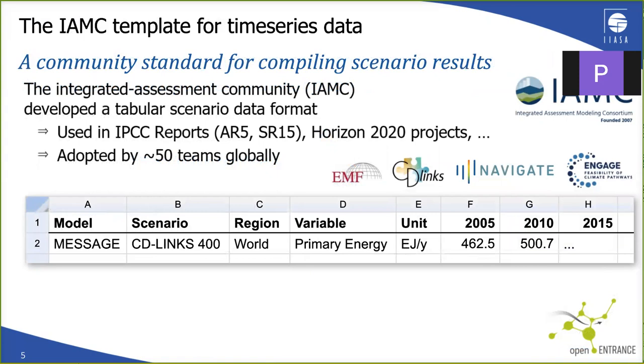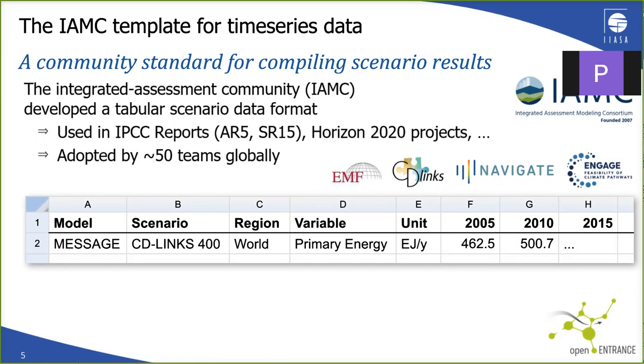The next part of the toolchain is the IAMC template. This is a standardized template for comparison of scenario results. This was developed by the IAMC. It's used in the IPCC reports, AR5, and the special report on 1.5 degree warming, and the various Horizon 2020 projects such as ECEMF, CD-Links, Navigate, and Engage. It's currently being used by around 50 teams globally.